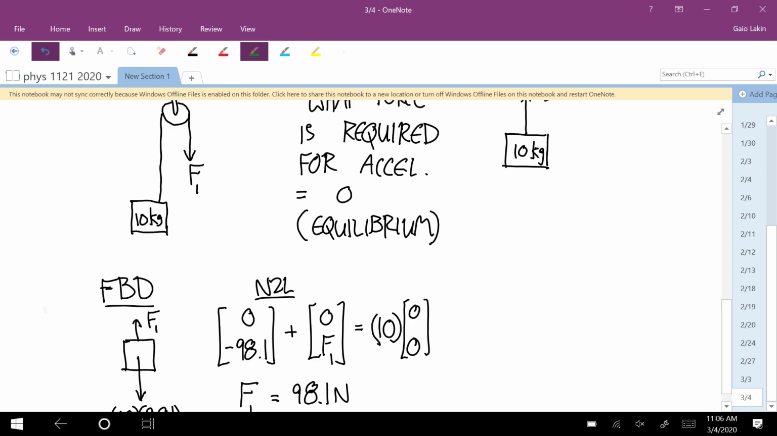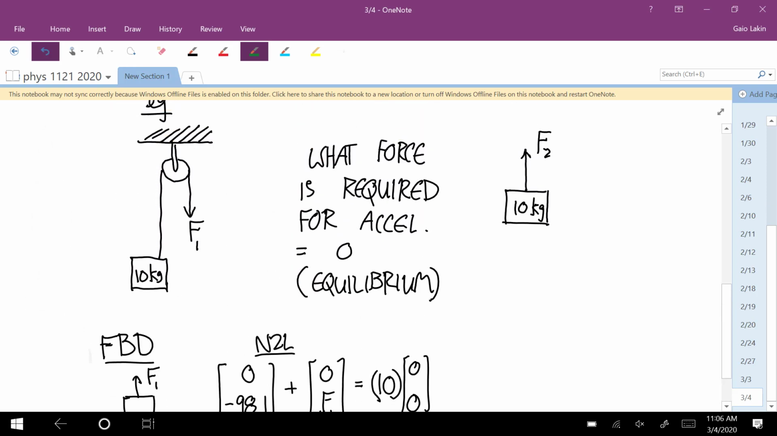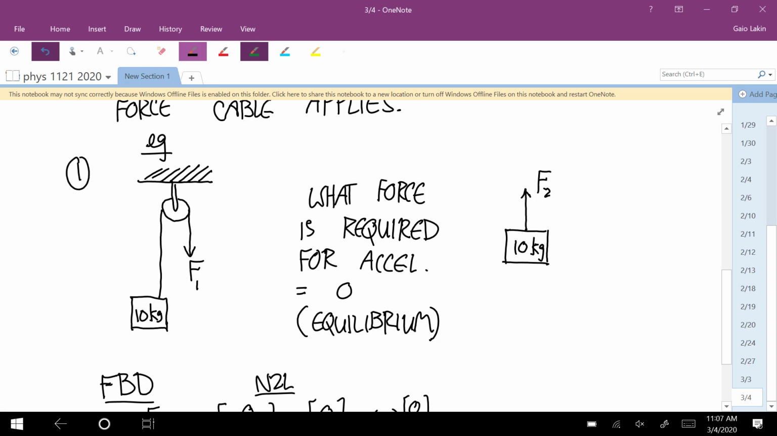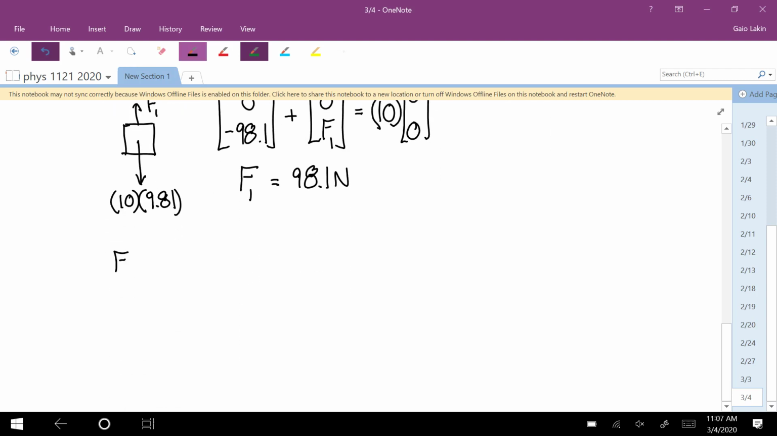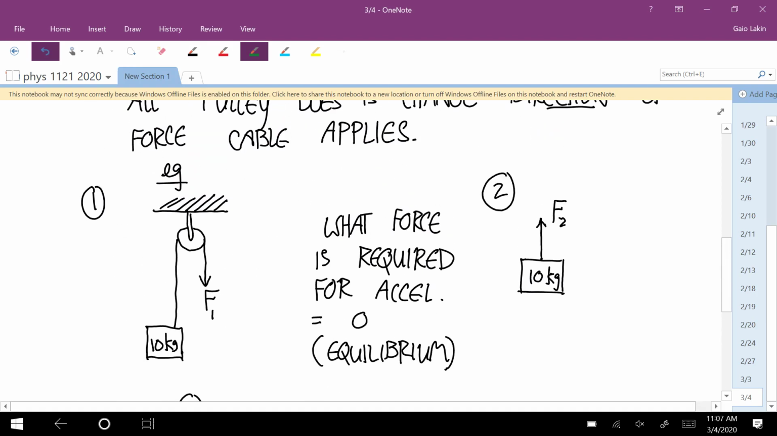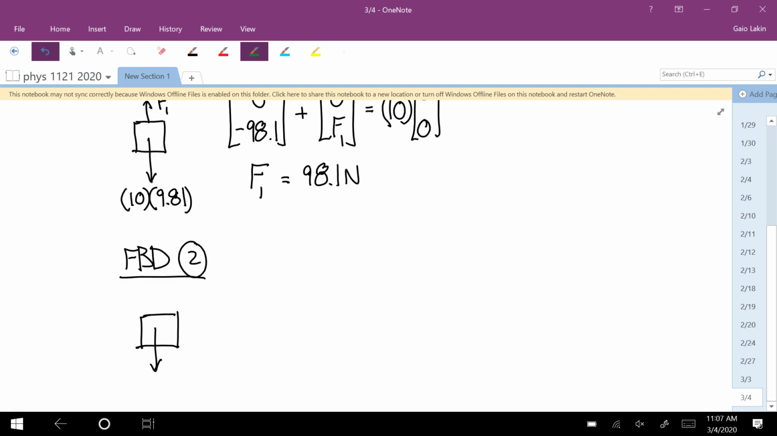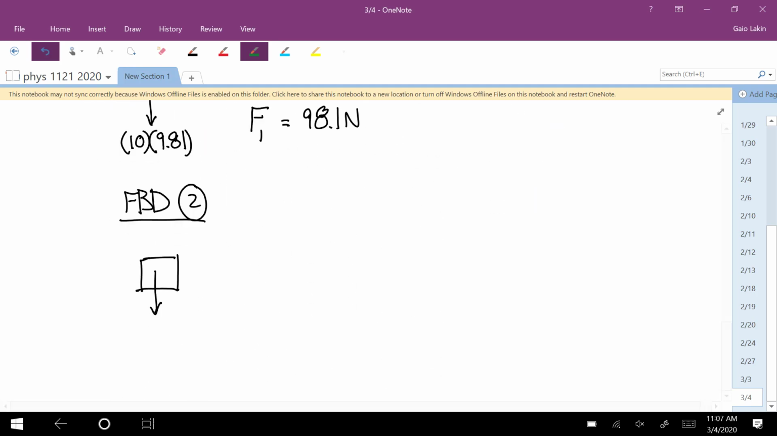Okay, what about the other case? So I guess let me number these. Let me call that one 1. Let me call this one 2. So here's the free body diagram of case 1. For case 2, we don't have the pulley. And so we just have the weight force of 10 times 9.81. We have the upward force of F2.